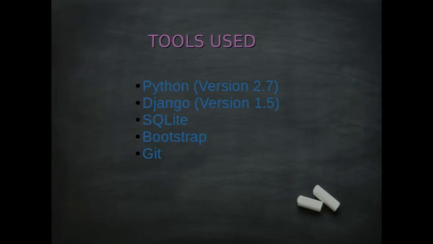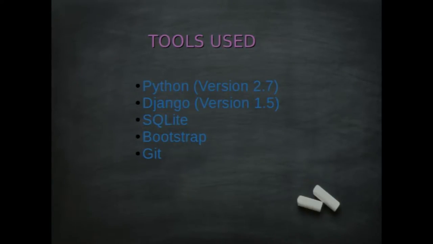So these are the tools that we have used for our website development. We have used Python version 2.7. We have used Django version 1.5, which is the most stable version of Django at present. We have used Django because it is an open and free web framework that is used to create a dynamic website.